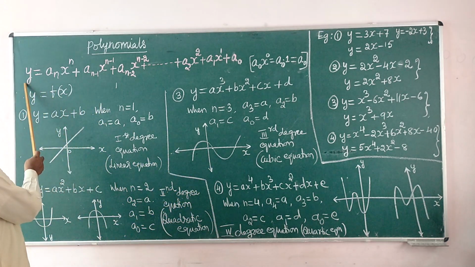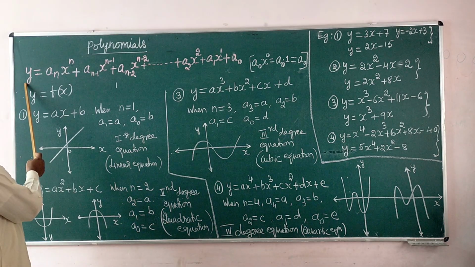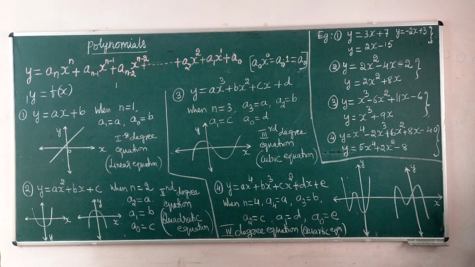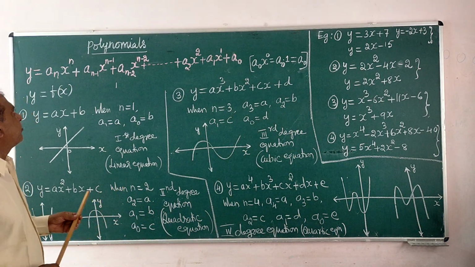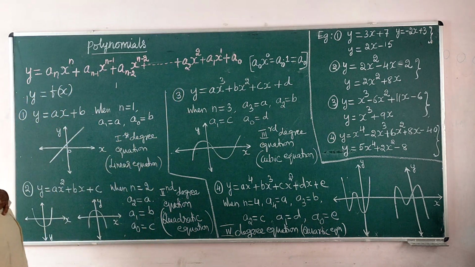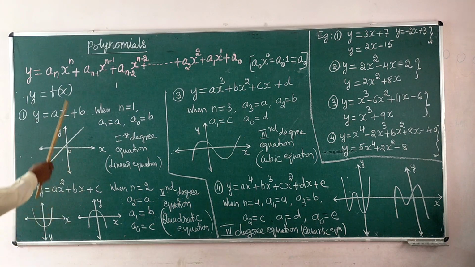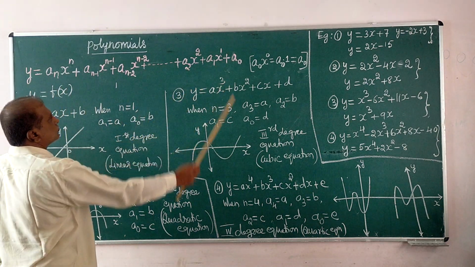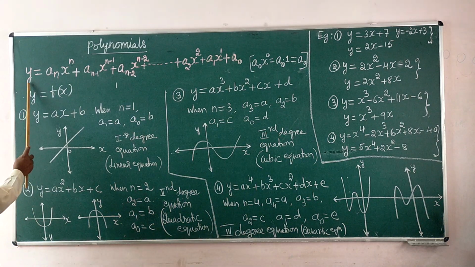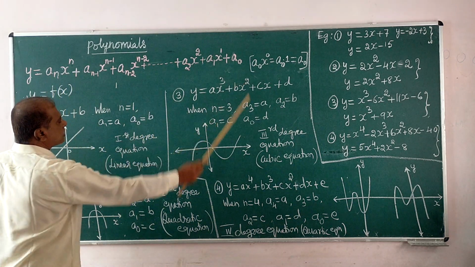This is what y equals an algebraic expression. This is the right hand side, left hand side. So this is the general form of polynomial equation. Let us understand the meaning of this expression term by term. Left hand side y, right hand side summation, sum of all these terms.